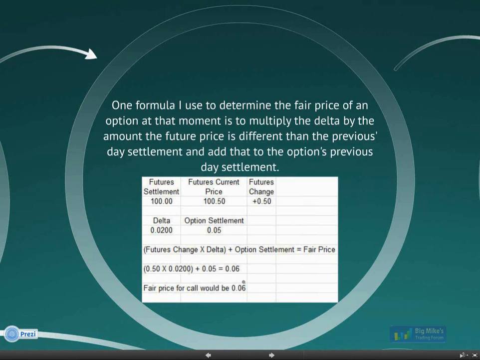Now, on a day like today in natural gas, you had to go much higher than the fair value because volatility was taking it up even higher. So what's happening in the market also will determine that. But on most days, this formula works fairly well.